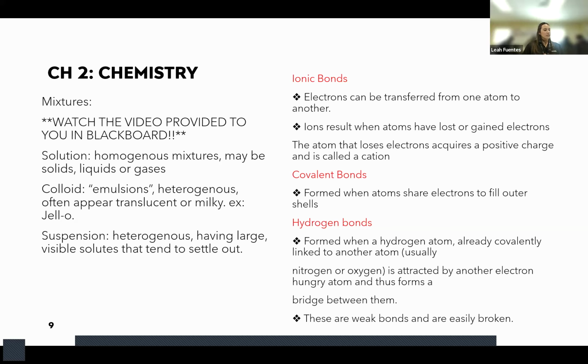And then we have covalent bonds, which are formed when atoms share electrons to fill those outer shells. And this satisfies the stability needs of each atom. Another big thing to know with the covalent bonds is they may be either polar or nonpolar. So that could be a true or false question: covalent bonds are only nonpolar. False, because they can be polar or nonpolar.